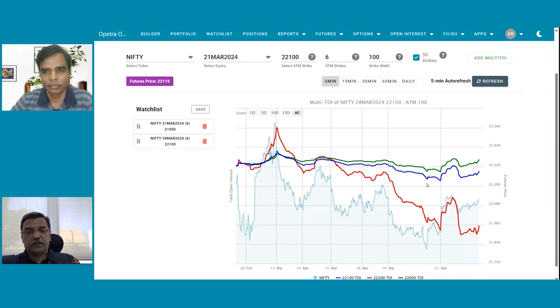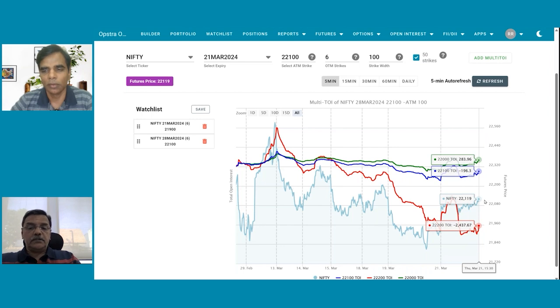The TOI here is 22,100. Today is Thursday, expiry date 21st March. Nifty opened near 22,000, so the base is 22,100, as Nifty went to around 22,100 by 9:30 a.m. Once you select 22,100 with 100 strike width, it automatically plots 3 lines: one of 22,100, 22,200 and 22,000. So one higher and one lower.